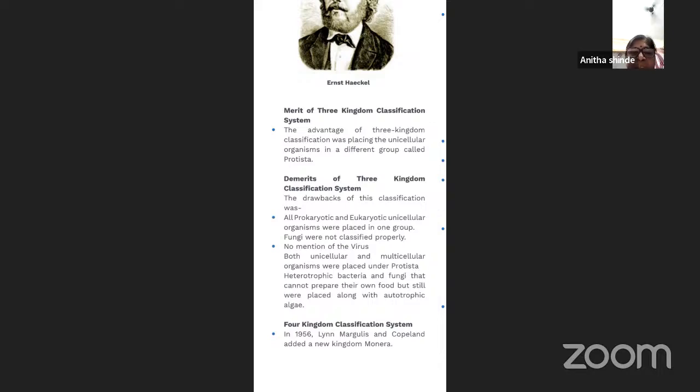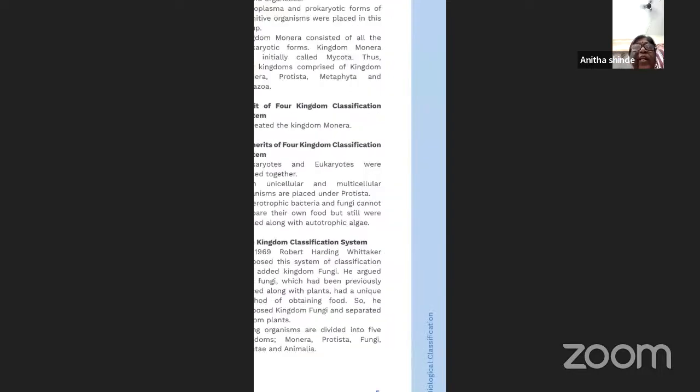Now coming to the four kingdom classification system. Now four kingdom means now one more kingdom has been added. Now this was actually given in 1956 by Lynn Margulis and Copeland. They added a new kingdom which they call the Monera. Now we'll see what it is.